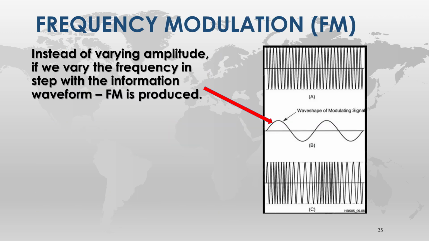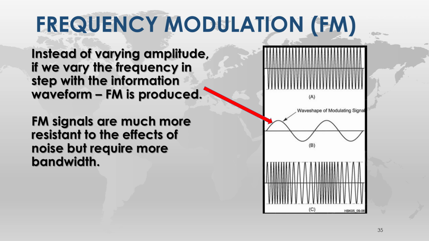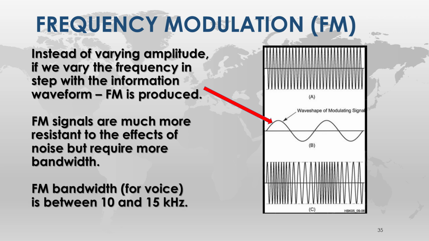Okay, frequency modulation. Instead of varying the amplitude, we vary the frequency in step with the information in the waveform. You can see how the frequency is getting squished here and opened up here. That is the modulation, squished and open. It tightens up and opens up based on the modulation that you're inputting to the signal. FM signals are much more resistant to the effects of noise, but require more bandwidth, so it takes up more space on the spectrum. FM bandwidth for voice is between 10 and 15 kilohertz, but it's not yellow, so don't worry about it.